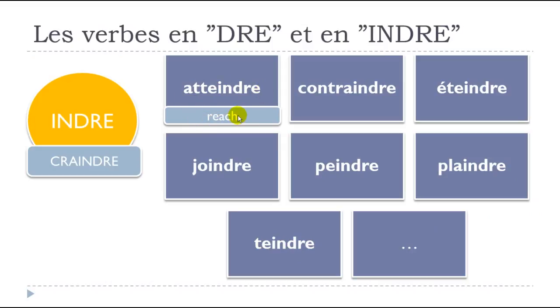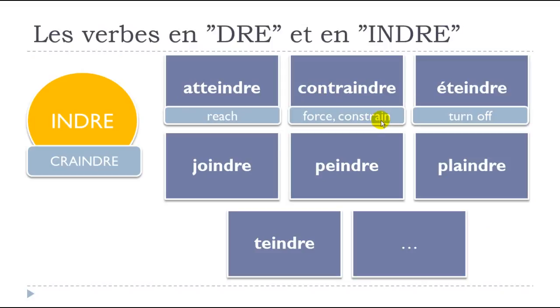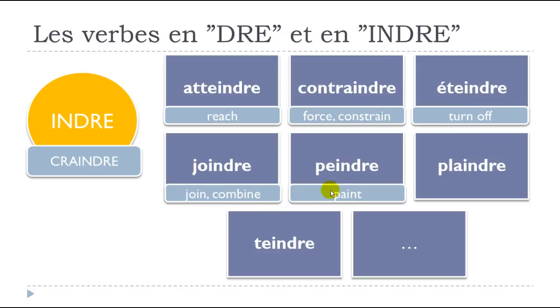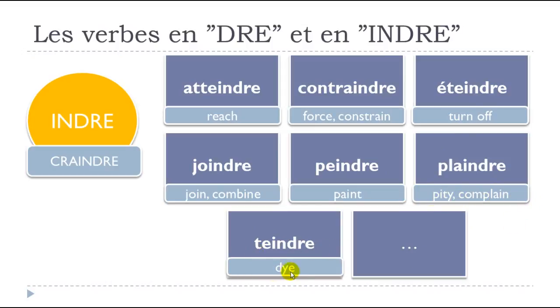Atteindre, it's to reach. Contraindre, force, constrain. Éteindre, turn off. Joindre, join, combine. Peindre, paint. Plaindre, pity, complain. And then teindre, dye. Okay? And so keep in mind that these verbs will be conjugated the same way as craindre is conjugated. Alright?